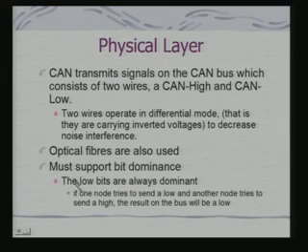The other interesting feature of the physical layer is that it must support what is called bit dominance, and in this case the low bits are always dominant. That means, if one node tries to send a low and another node tries to send a high, the result on the bus will be a low. Now, this is very similar to your I2C bus configuration.